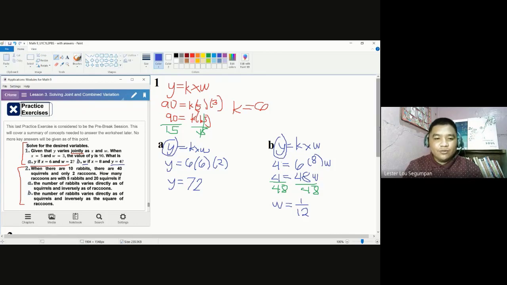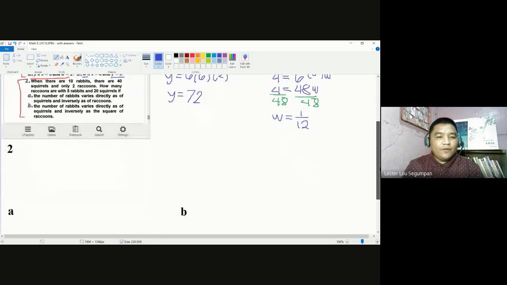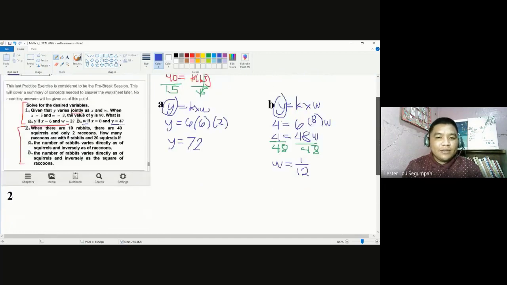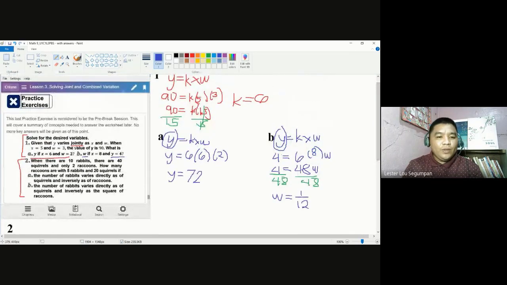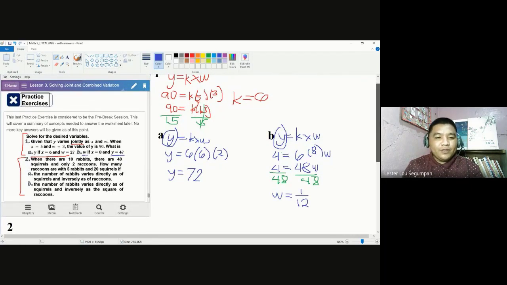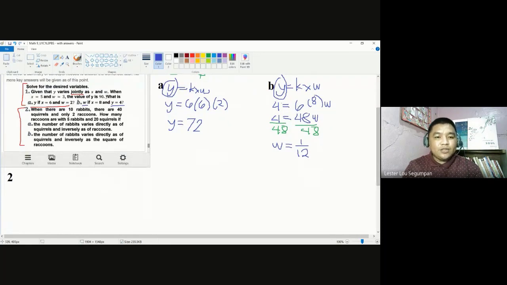Let's proceed to number two. For number two here, this is not similar to number one, because in number one, we do have the same situation and continued problem A and B. But for number two, for letter A and letter B, we have two different variation statements, and thus they will yield two different mathematical equations. So the value for K may be different for both of them.